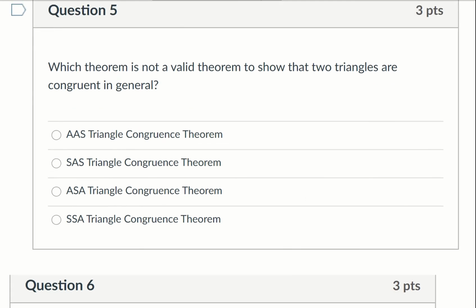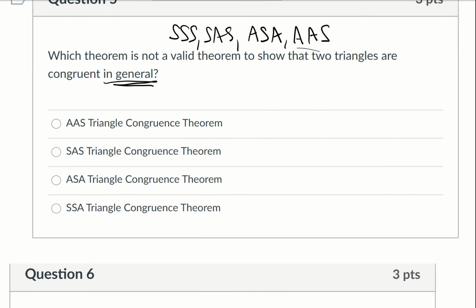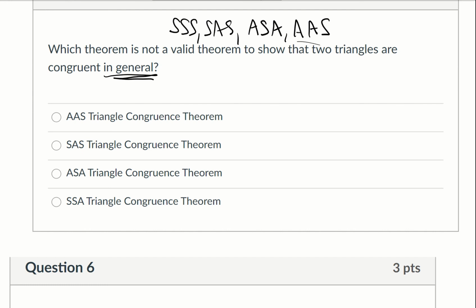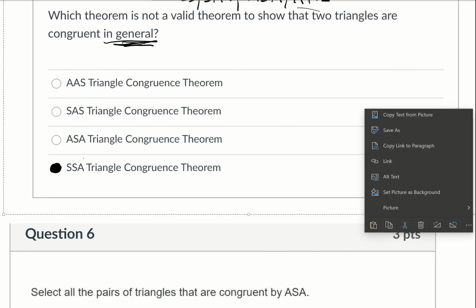Question 5, which theorem is not a valid theorem to show that two triangles are congruent in general? Well, remember, we discussed ASA, we discussed SSS, we did SAS, and recently we did ASA and AAS, right? We didn't discuss anything else, because these are the only congruence criteria that you can use to show that two triangles are congruent in general. Meaning you can use other combinations for specific cases, but not for all triangles, since it's not going to be a unique triangle all the time. And so the only one that's not in this list is SSA. That's the answer here. You can't use that in general to show that there's a unique triangle for every given scenario.